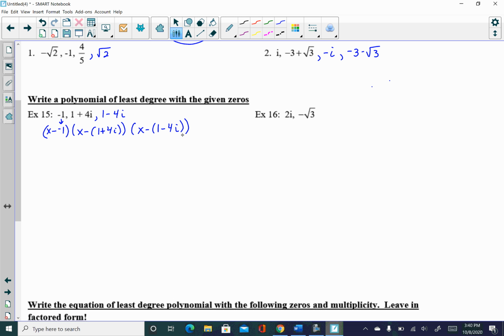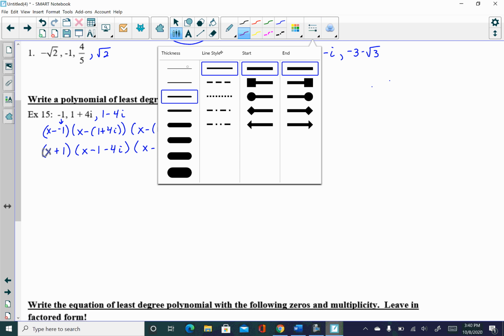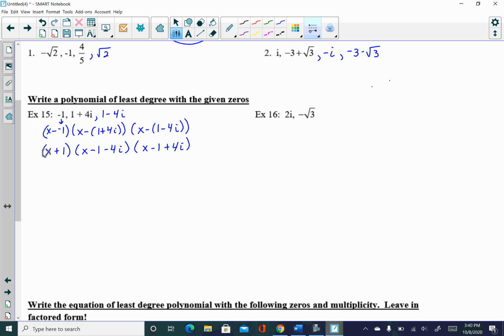If you can go straight away from -1 as a zero to its factor being x plus 1, by all means do that, okay? Just be sure you distribute that negative through and change all the signs. So for my next term, I would have x minus 1 minus 4i, and for the next term, x minus 1 plus 4i. Okay? This is a hard problem. I'm just going to go ahead and lead with that. Now, from here, they want the polynomial, so they want us to multiply this out.